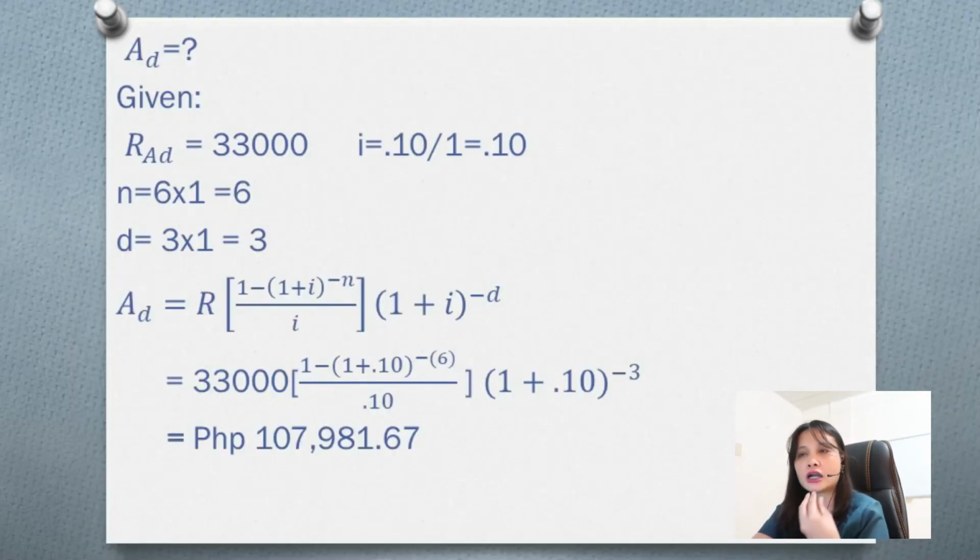So the given are regular payment 33,000, periodic rate 0.10 divided by 1, so you do have 0.10, and N would be 6 times 1, kasi annually, so you do have 6. And then D, that would be 3 times 1, you do have 3. Okay, so substitute, so you do have 107,981.67. So that is your deferred annuity.